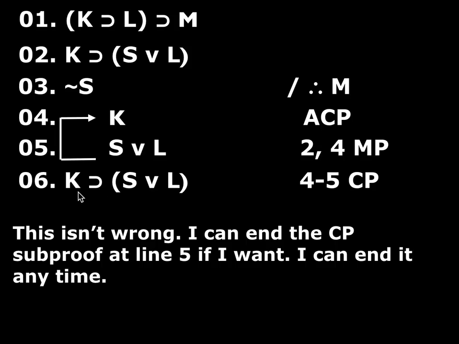Had I done that, then the conditional I would derive would have been obviously K antecedent, last line as the consequent. Now, here's the thing I want to say. This isn't wrong in terms of using conditional proof correctly. If I did this, I wouldn't get any points off on a quiz. I can end it any time I want. I could end it at line 5 if I want.